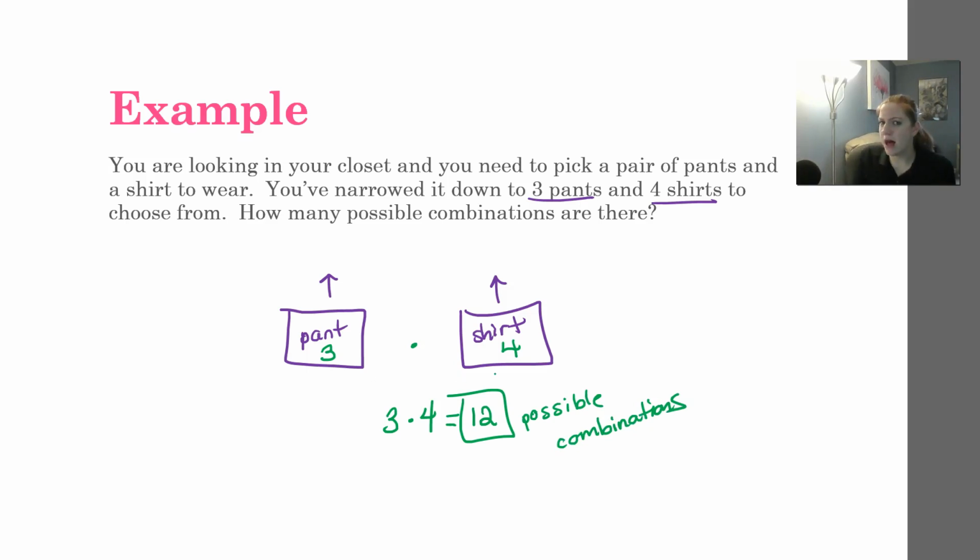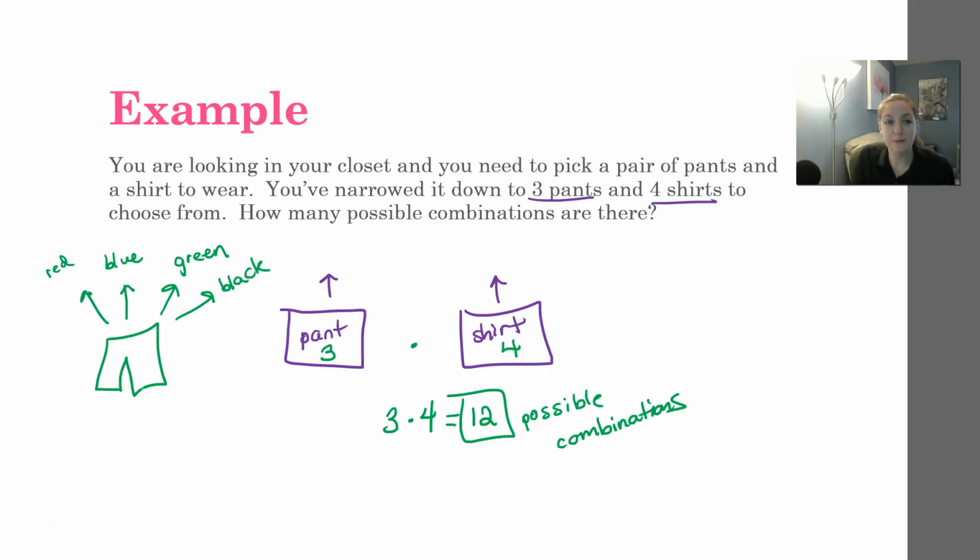Now that may seem like a lot for 3 pants and 4 shirts, but you have to imagine that each pant can be combined with one shirt. So here's one pair of pants. It's a green pair of pants. It can be combined maybe with a red shirt, the blue shirt, or the green shirt, right? And then there's 4 shirts, maybe a black shirt in there too. And you can do that with every single pant. So it's 3 pants times 4 shirts, so 3 times 4 is 12 possible options. That's kind of where the multiplication rule comes into play.